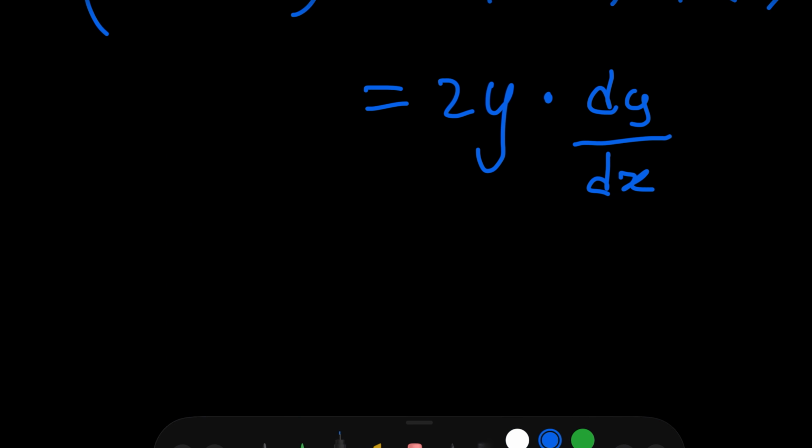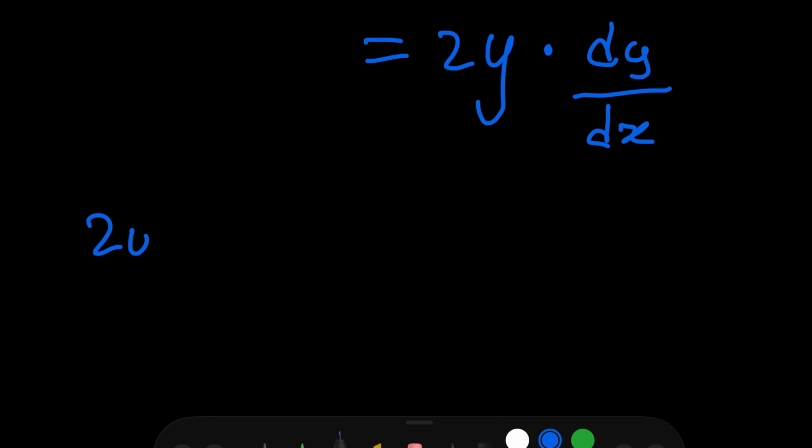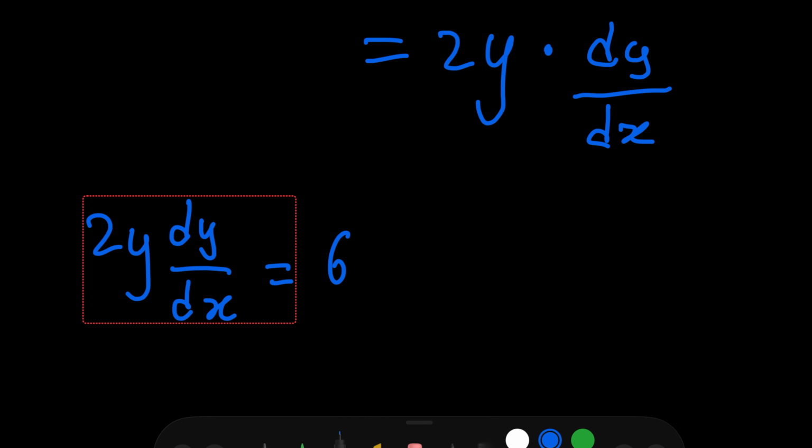Great. Okay, so let's plug this back into our original function. So we get 2y dy over dx is equal to 6x plus 1. And that right there is the derivative of our function.